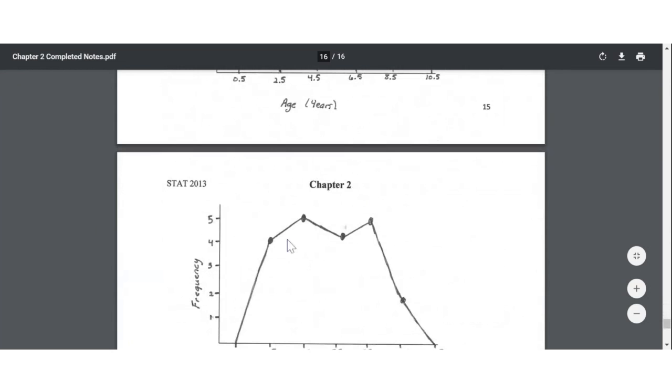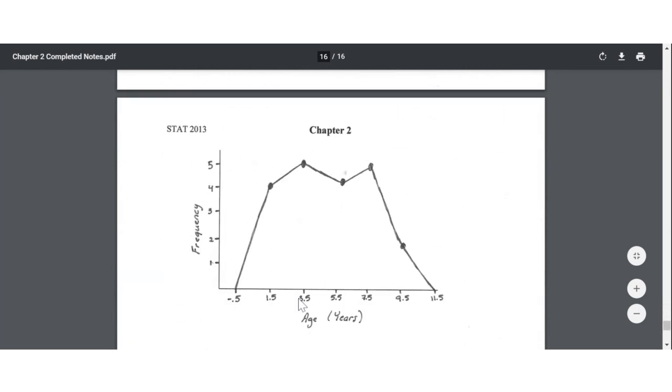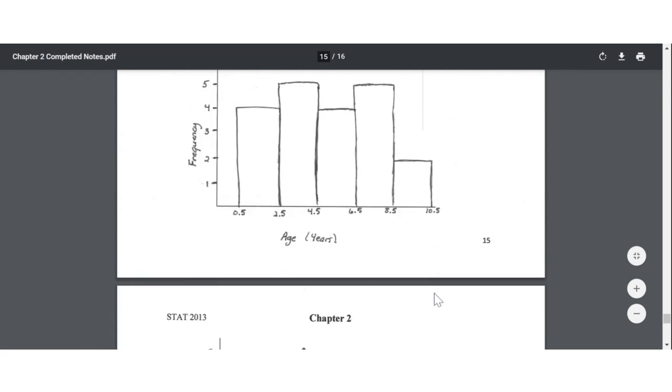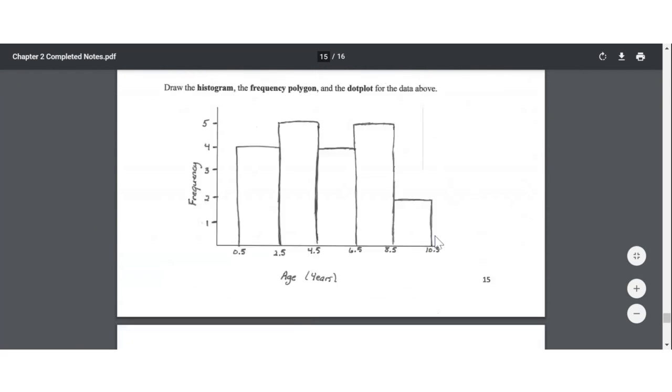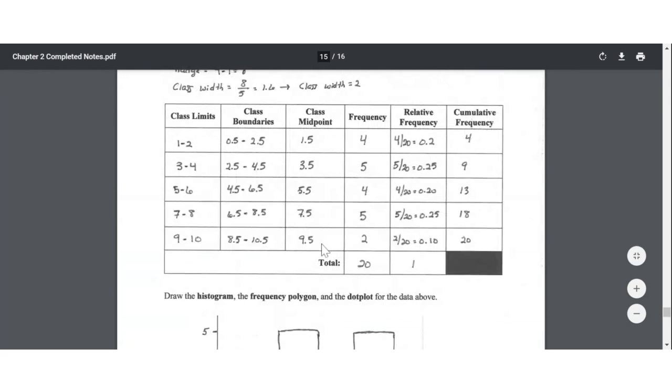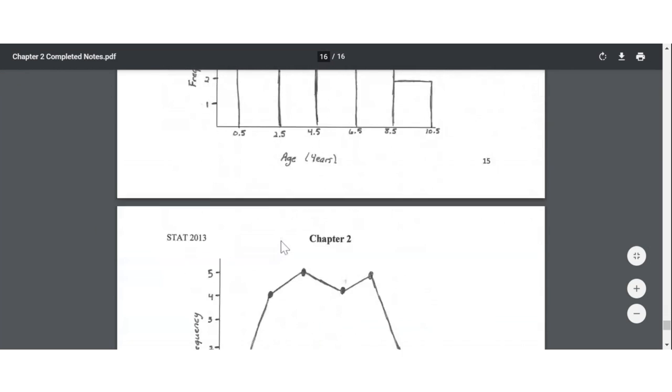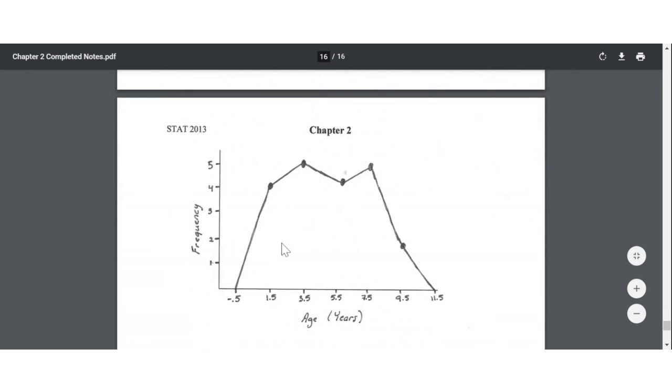So I have a dot at 4. Then the next one goes to 5, then to 4, then to 5, and then to 2. Then the class midpoint of 11.5 is my ending point. That's what would be the class midpoint if there were another class after 9 to 10. So does that frequency polygon make sense to everyone?